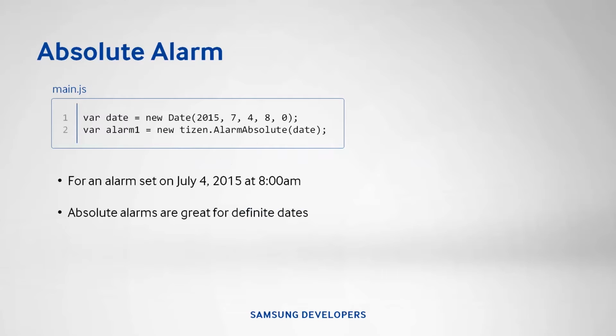First, we'll instantiate a date object which includes the year, month, day, hour, and minute our alarm will go off. In our example, we set a date for July 4, 2015 at 8 in the morning. Then we declare an alarm object named alarm1 and instantiate it as alarm absolute, passing along the date object. That's it for the absolute alarm.